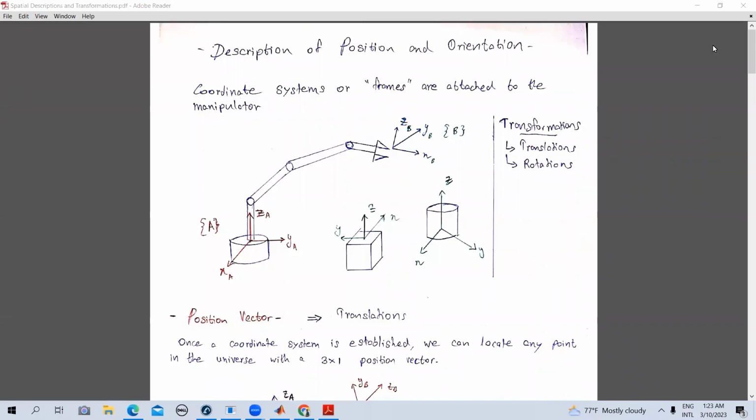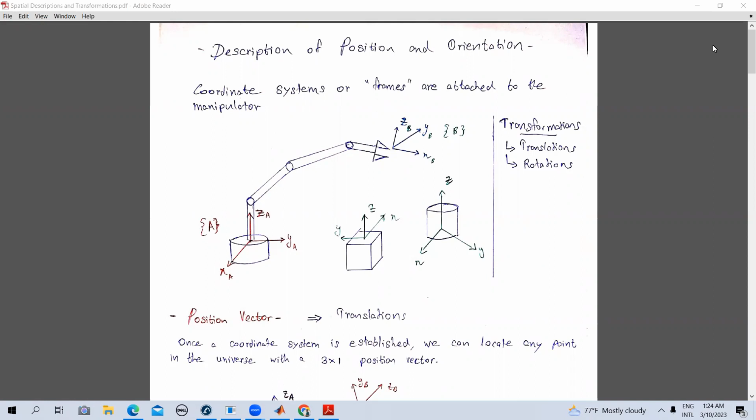So here we'll be talking about spatial descriptions and transformations, right? We'll basically be looking at how we can solve these spatial descriptions and transformations problems using the MATLAB Robotics Toolkit. So here I have the theory parts that we discussed in class listed.